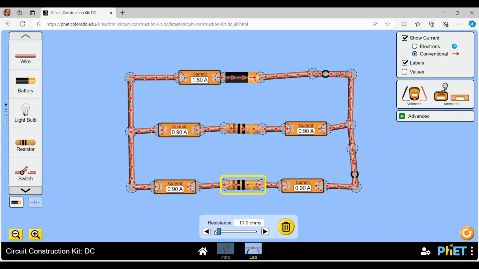If I increase the resistance of the bottom resistor by a factor of 3 to 30 ohms, the current at the bottom has decreased by a factor of 3 to 0.3 amps, but the current in the loop above is unaffected. The currents in the two branches are independent of one another and only depend on the potential difference of the cell and the resistance of that branch. And the current in the main circuit always adds up to the sum of that in the branches.